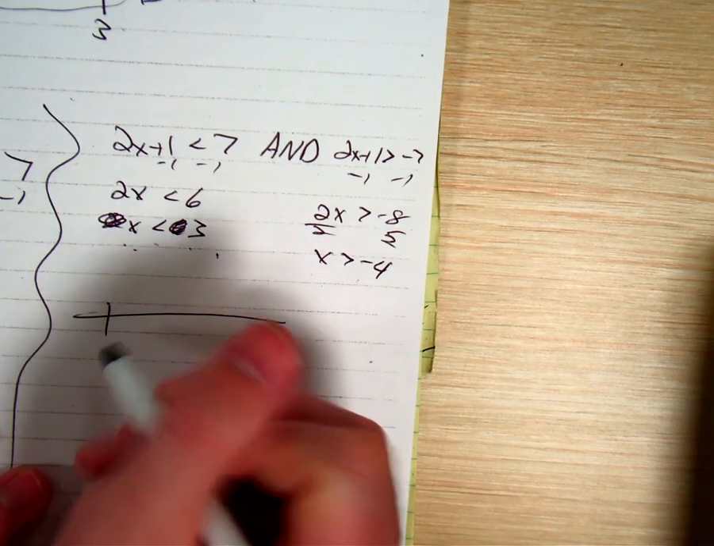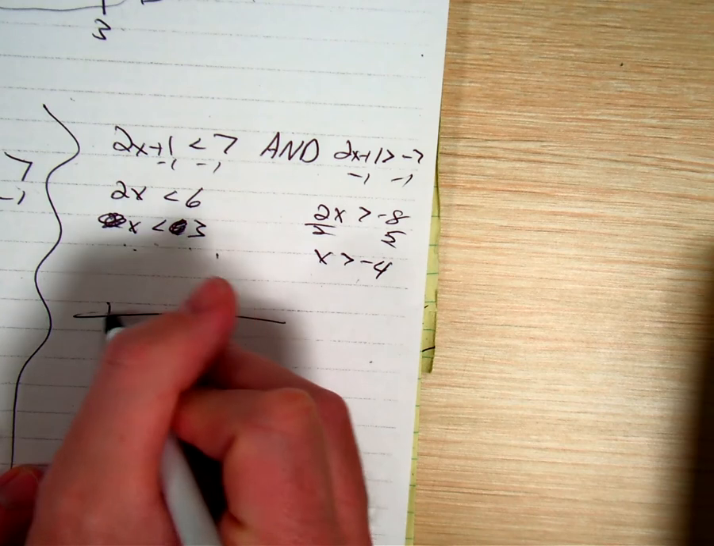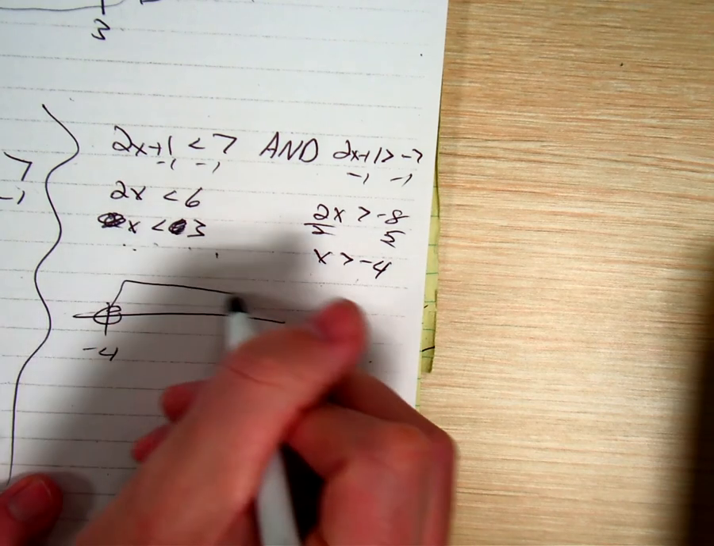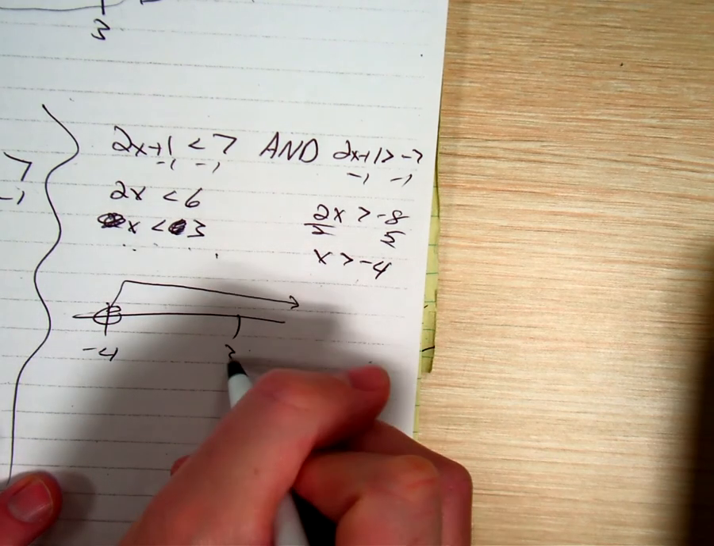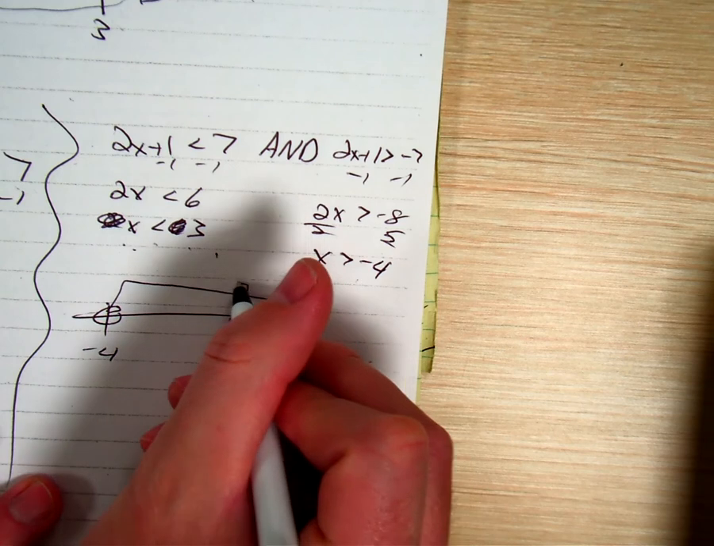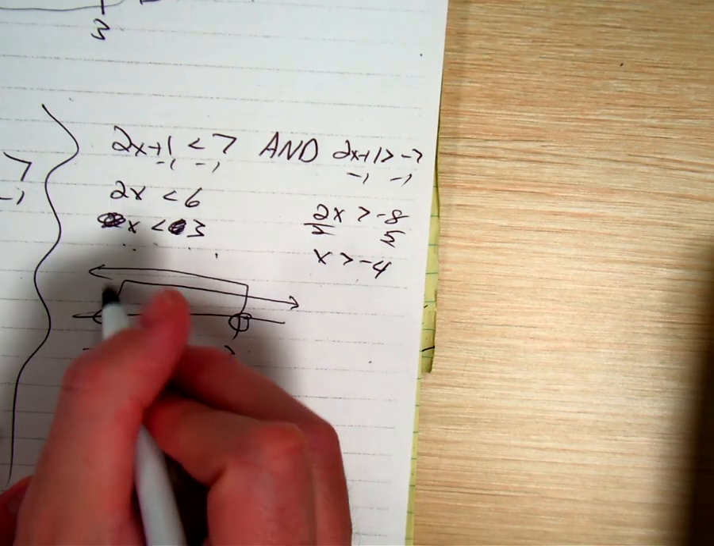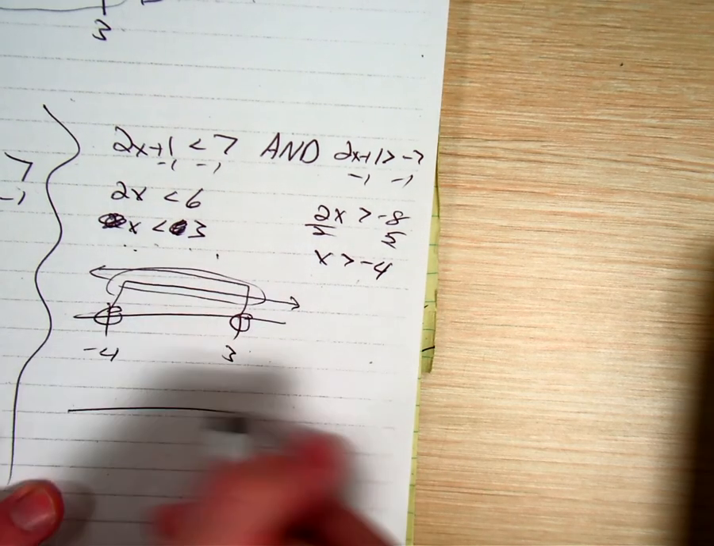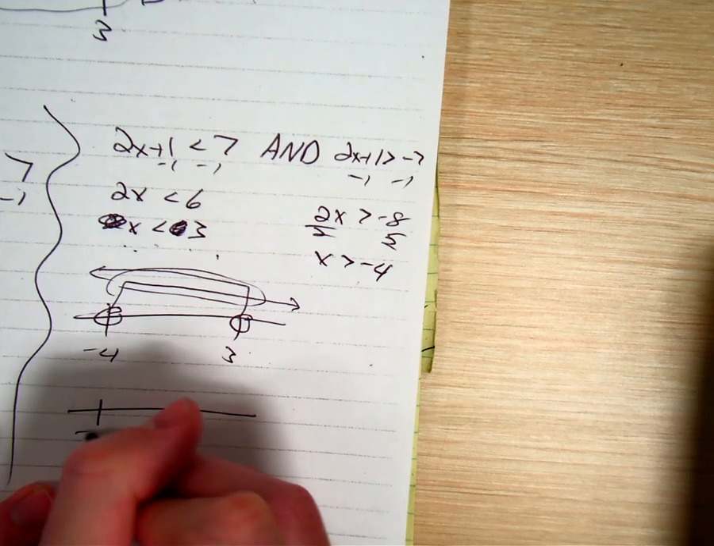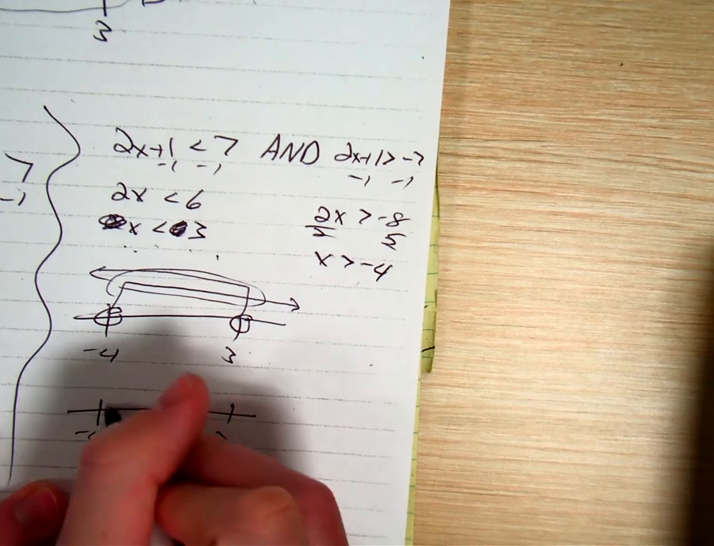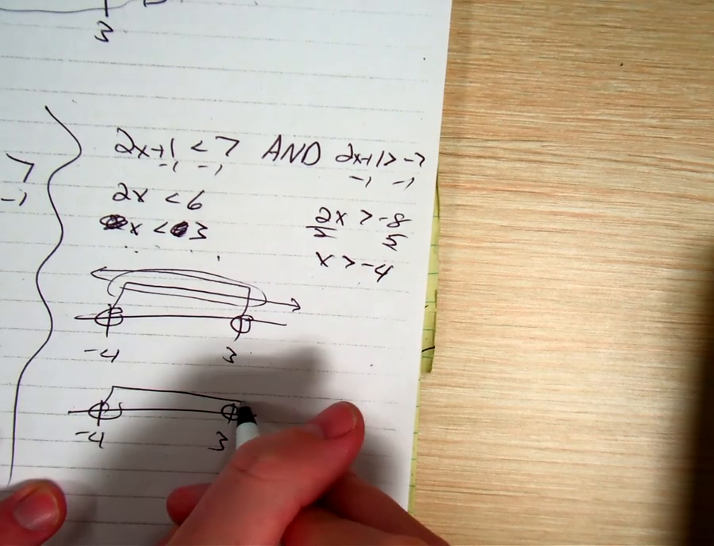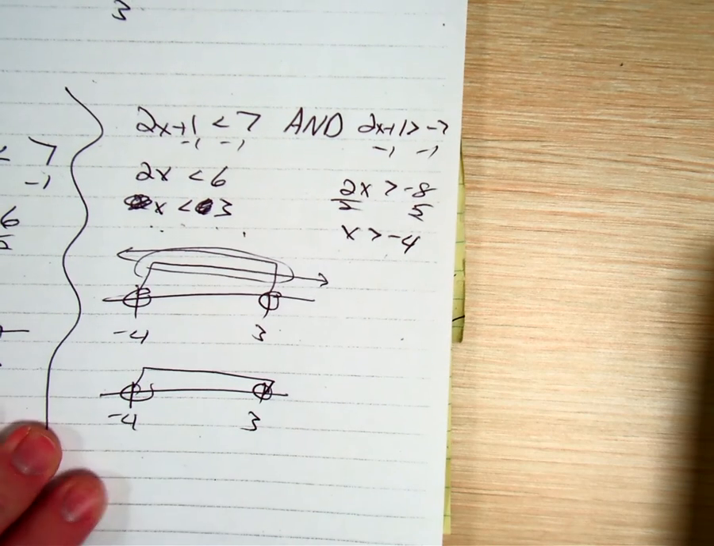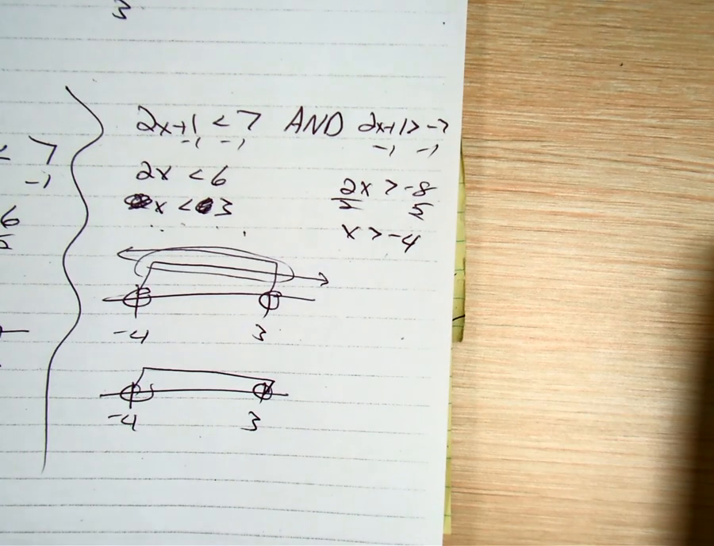So you would maybe test this out. You're going to go, here's our negative 4, we're going greater. Here's our positive 3, open circle, we're going less. Where do they overlap? Between. Okay. And that would get us the same thing. Open circle, they both overlapped right there between them. Okay.